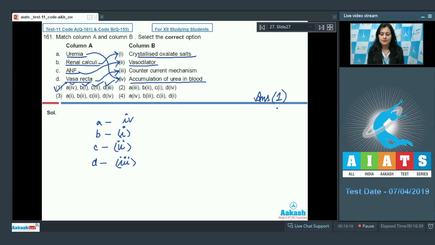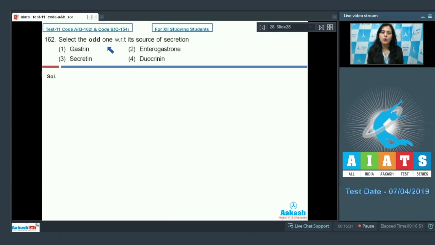Let's discuss our next question. Question number 162. Select the odd one with respect to its source of secretion. And the options are gastrin, enterogastrone, secretin and duocrinin. And the correct answer to this question is option number 1, gastrin. Because the source of gastrin is the stomach.